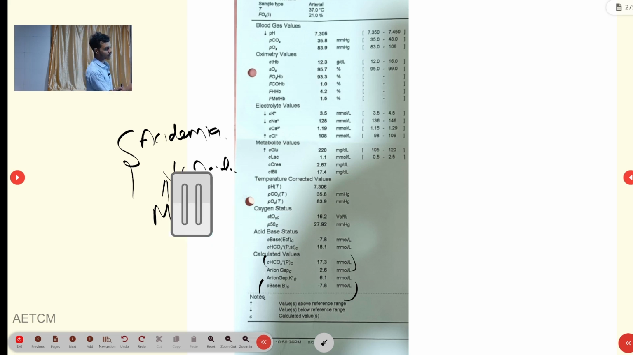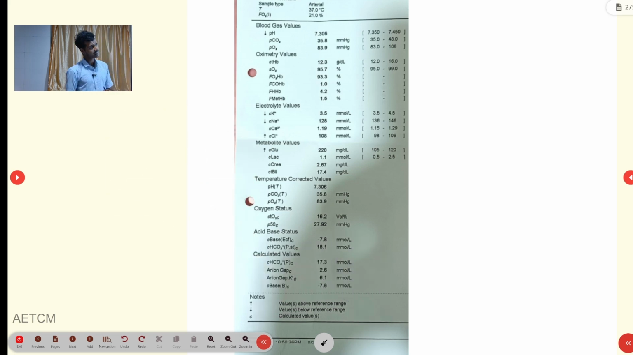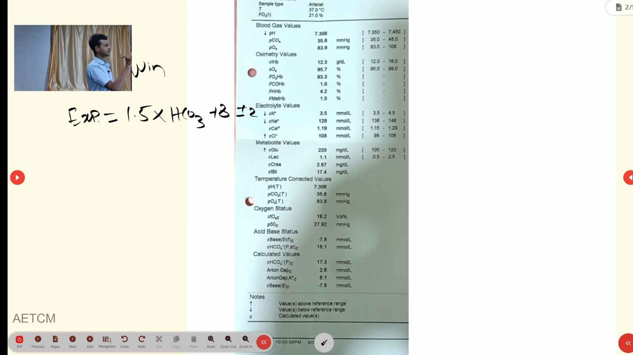So how do we calculate that compensatory mechanism? There are a lot of formulas, but most commonly we use Winter's formula. Winter's formula is 1.5 into HCO3 plus 8, plus or minus 2. This is the formula, 1.5 into HCO3 plus 8, plus or minus 2. Here it will give the predicted or expected PCO2 level. So now we'll calculate 1.5 into the HCO3 level of 17.3 plus 8, plus or minus 2.